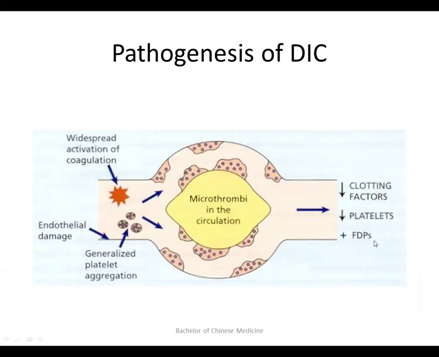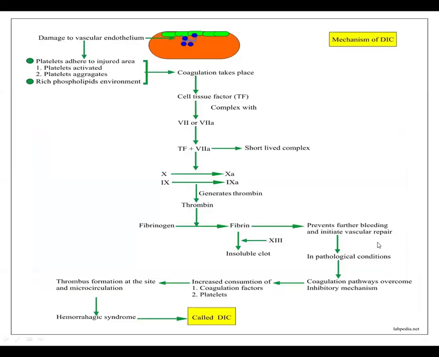So, and increase the fibrin degradation product in the circulation. So here you can see the damage to vascular endothelium leads to platelet adherence to injured cells, platelet activation, aggregates, and then the coagulation takes place. Tissue factors are activated, and ultimately it will lead to the activation of these two factors and thrombin generation. Now fibrinogen will be converted into fibrin that prevents further bleeding and initiates vascular repair, right?